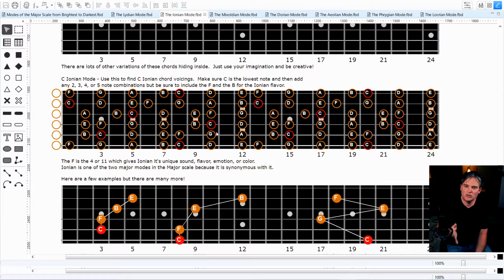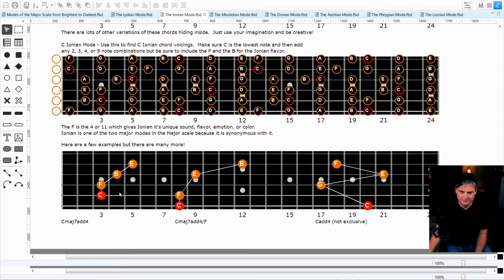But when you include the major seventh, that's like giving you enough satellites to triangulate on a coordinate. So again, for Ionian, you want to make sure to include the fourth and the major seventh, and remember to put the root of the mode as the lowest note. So down below we have, again, a few modal voicings.